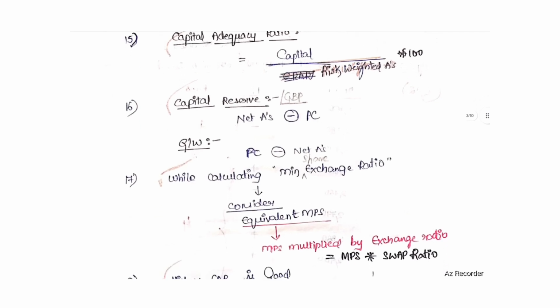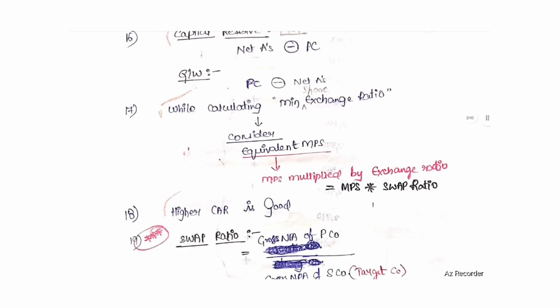Next, capital reserve or gain from bargain purchase equals net assets minus purchase consideration. How to calculate goodwill? Goodwill equals purchase consideration minus net assets. Next, while calculating minimum share exchange ratio, consider equivalent MPS. Equivalent MPS means MPS multiplied by exchange ratio, that equals MPS into swap ratio.